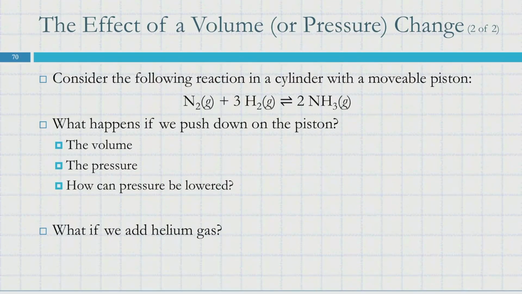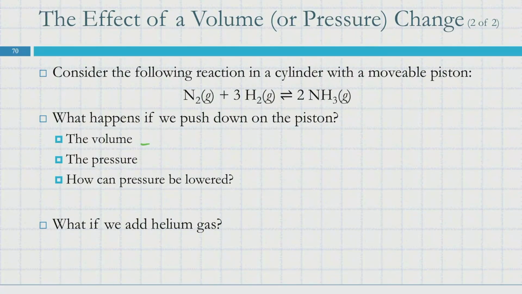So let's say that we've got this reaction in a cylinder with a movable piston, so we can change the volume, we can change the pressure. What happens if we push down on the piston? If we compress the system, what happens to our volume? Volume decreases. So what happens to our pressure? Our pressure increases. This is like squeezing an empty water bottle so that you can shoot the cap at your friend or into the air. So we have an increase in pressure.